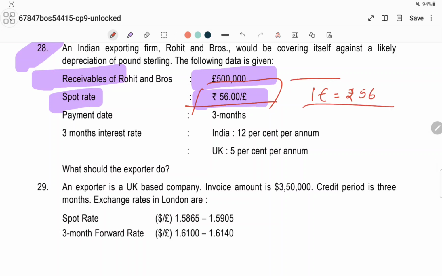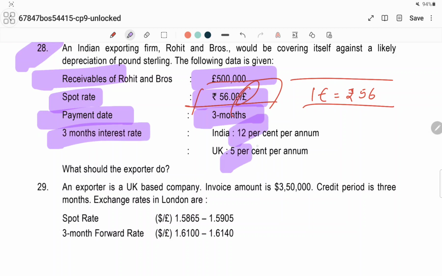How did I get this? Because pound right here is the standard currency. 1 pound is equal to something. 1 pound is equal to rupee 56, right? Payment date after 3 months. 3-month interest rate is 12 and 5% for India and UK respectively. But remember, this is not 3-month interest rate because they've said per annum. So when you are calculating, you have to take equivalent for 3 months.